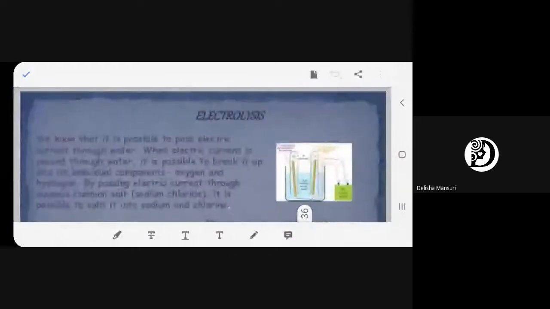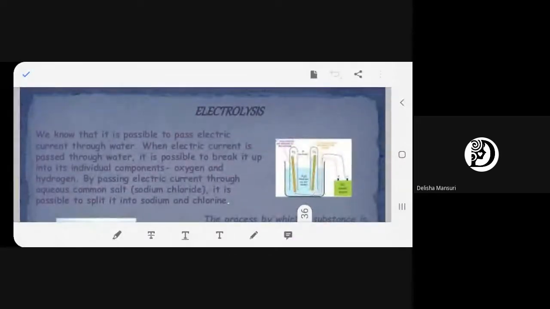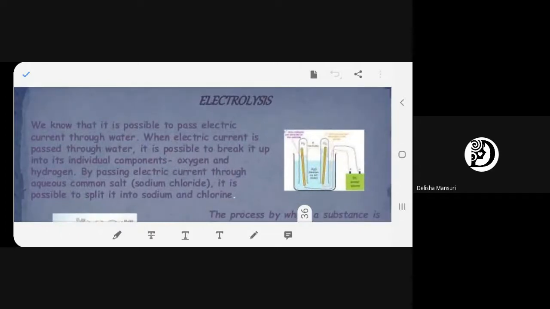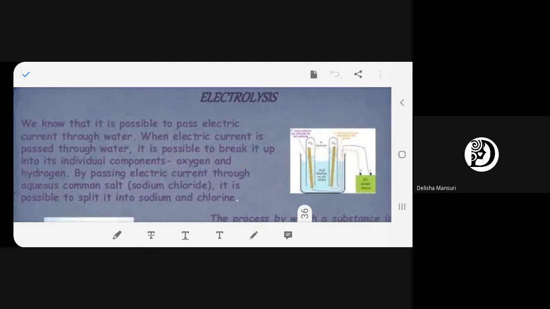Now we'll see again the same thing, but in a different way of presentation: electrolysis. So we are just repeating it. Remember, we are just revising it again and again. We know that it is possible to pass electric current through water. When electric current is passed through water, it is possible to break it up into its individual components, oxygen and hydrogen.